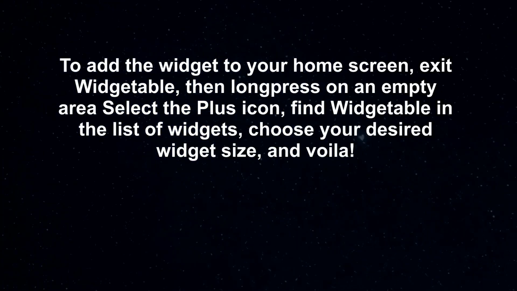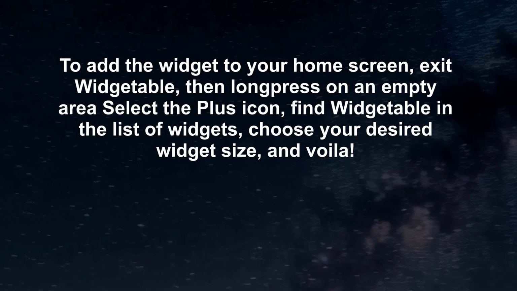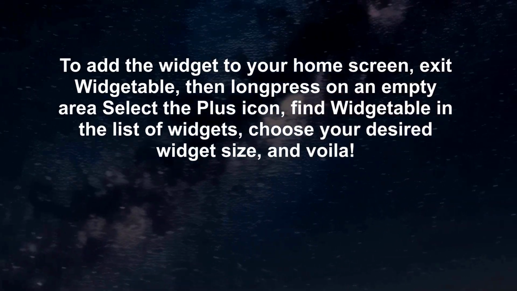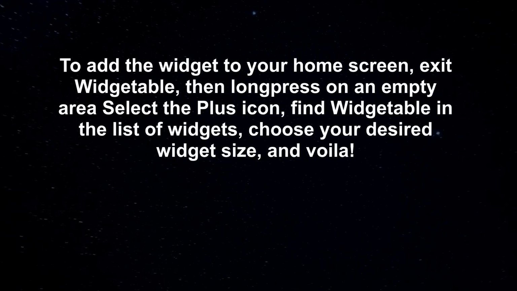To add the widget to your home screen, exit Widgetable, then long press on an empty area. Select the plus icon. Find Widgetable in the list of widgets, choose your desired widget size, and voila!